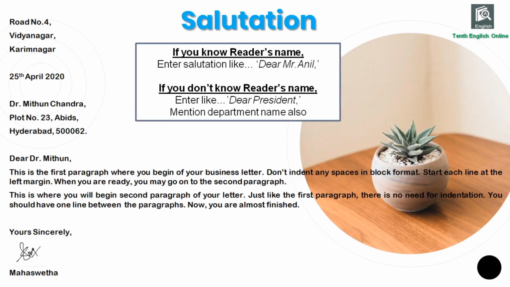And next one is salutation, wishing the person, right? So this is the place where we wish him, and we have some tips. If you know the person to whom you are writing, we can mention like this: Dear Mr. Anil, and Dear Dr. Anil, right? If we know the person's name. And if we don't know the person's name, we just mention like this: Dear President or Dear Principal, like that we can mention, followed by a department or designation, a branch we can mention. And next part is body of letter.